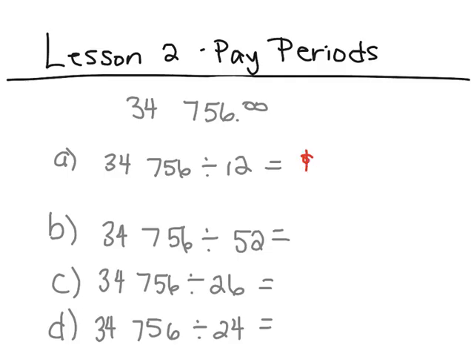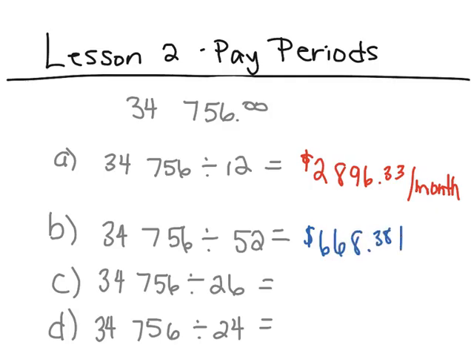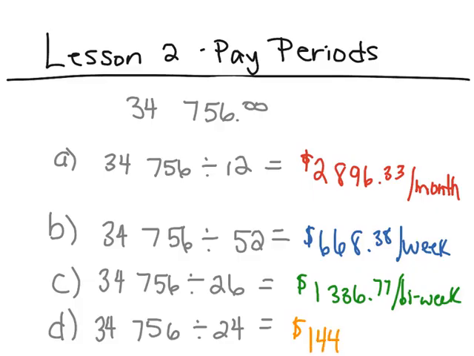You should get $2,896.33 per month and $668.38 per week and $1,336.77 bi-weekly and $1,448.17 per semi-month.